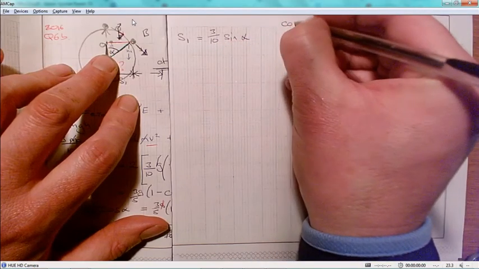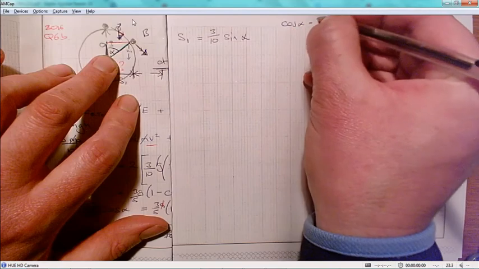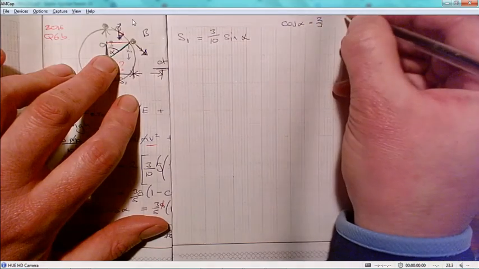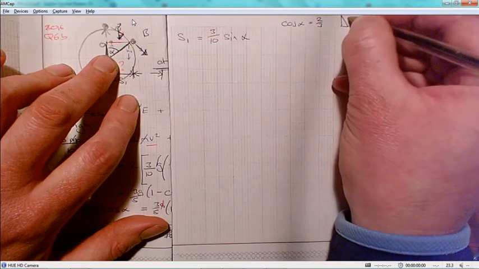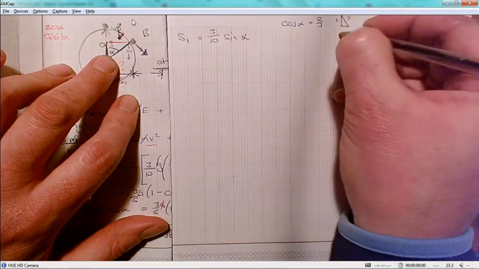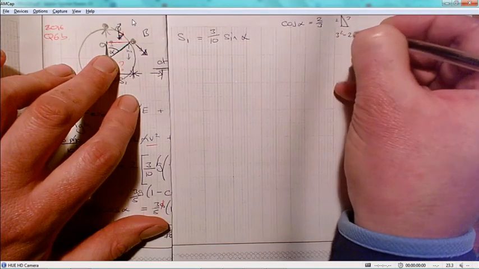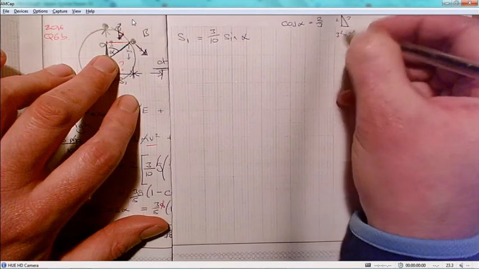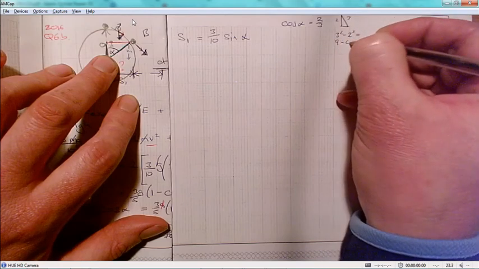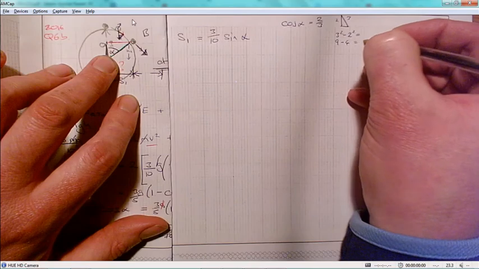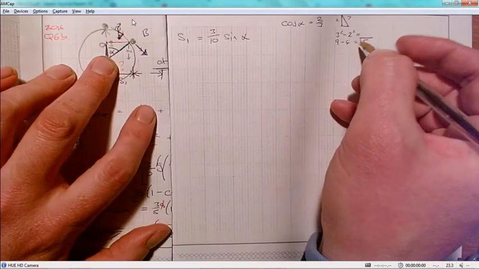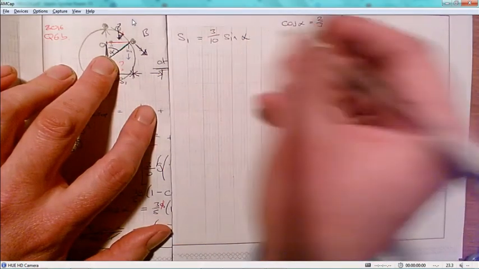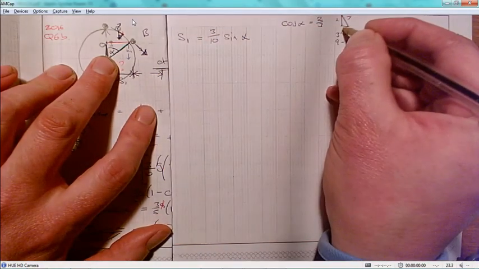So if cos alpha was equal to 2/3, that means we have a triangle. That's 3 and 2. To find that out, it's 3 squared minus 2 squared. And get the root of that. So that's 9 minus 4. That's equal to 5. I want the root of that, so root 5. So that means the sine alpha, this is my other side, root 5.